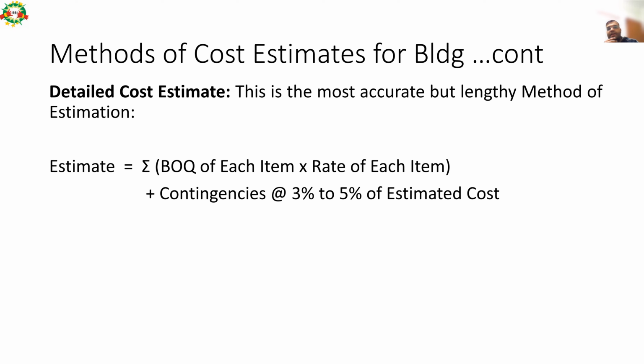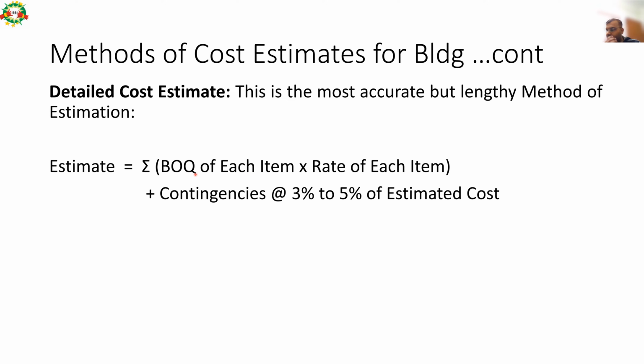So the next method is detailed cost estimate. This is the most accurate but lengthy method of estimation. Those who have worked with BOQ or the tendering system, there we normally use it. However, in case of valuation, this method is normally not used. However, this method is there. Using this method, the estimated cost of the building is equal to the sum total of the bill of quantity of each item multiplied by the rate of each item, plus contingencies of maybe 3 to 5% of the estimated cost.